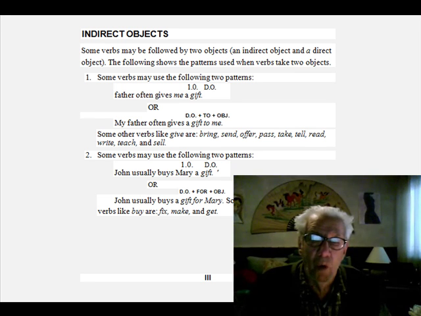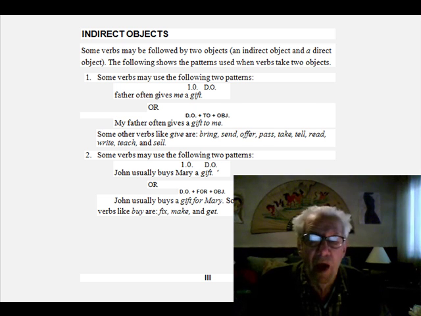What I'm going to do today is to present indirect objects. I assume that you know what direct objects and indirect objects are, but I'll review it briefly for you. A direct object is that which receives the action of the verb directly.